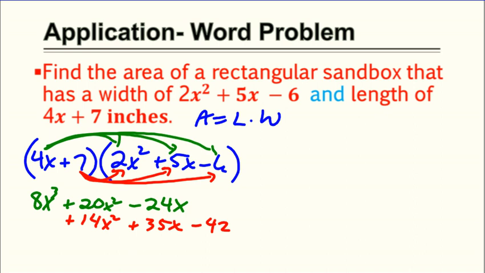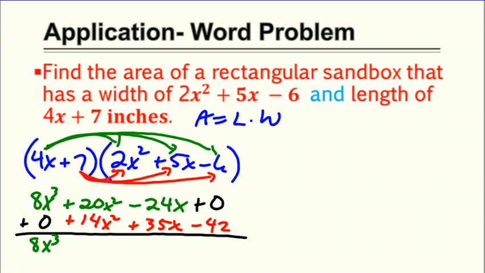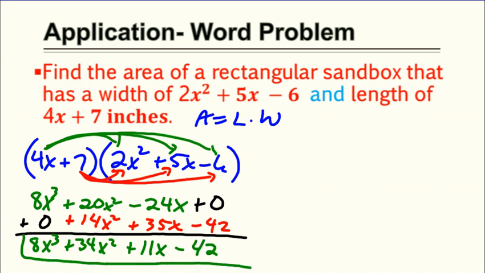And wherever I don't have a term, I'm just going to put a 0. So this is plus 0. This is plus 0. And then I'm just going to add straight down. So 8 plus 0 is just 8x cubed. 20 plus 14 is positive 34x squared. Negative 24 plus 35 is a positive 11x. And then I have minus 42. So that would be our answer, and this would be square inches. That would be the area of that rectangular sandbox.